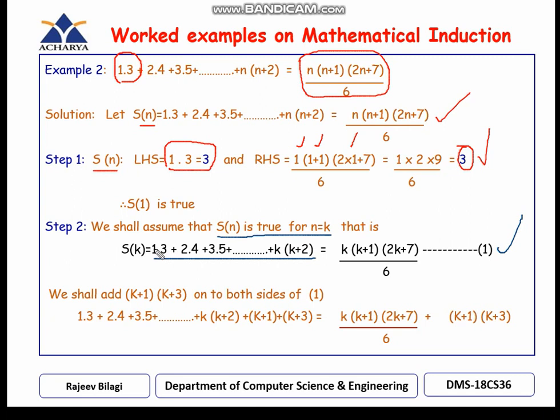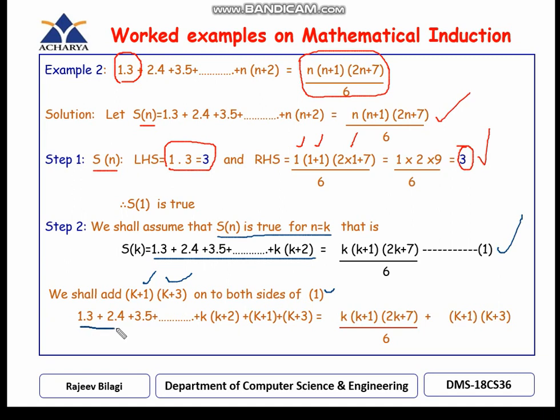So if I want to add one more element, the k plus 1 element, that should be k plus 1. Okay. The next element is 2 extra, k plus 1 plus 2, so that is k plus 3. So I am going to add k plus 1 and k plus 3 on both sides of equation number 1. So now what will happen?